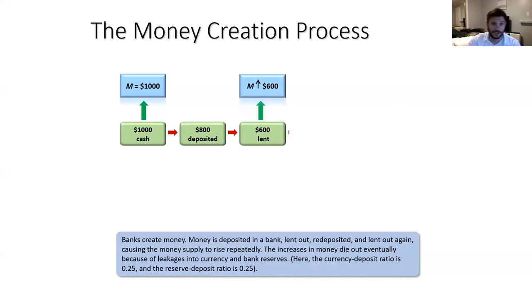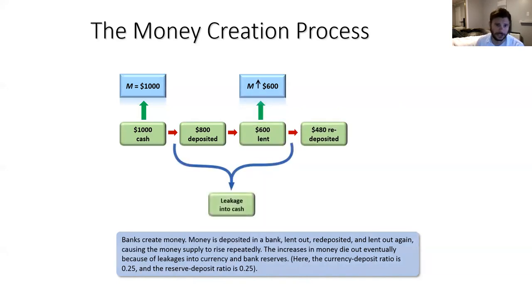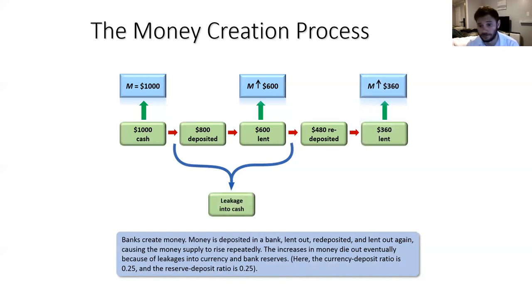And then the consumers took that $600, kept some of it, but put some of it back in the bank. So there is some leakage in the cash. The consumers spend some of the money that they had initially. But there's also some leakage into reserves. Every time consumers deposit funds, the bank isn't lending them all out. So these leakages are the reason why, at every turn in the cycle, the amount of money the bank has the ability to lend out is getting smaller and smaller. So this process doesn't end, it keeps going.